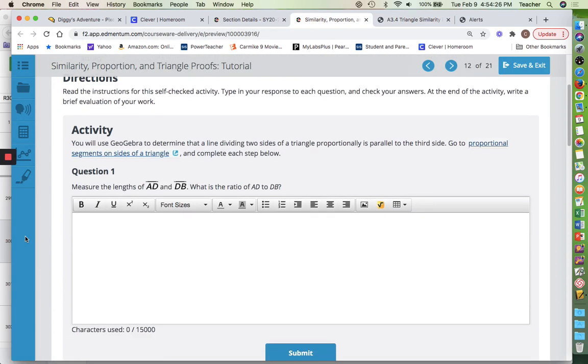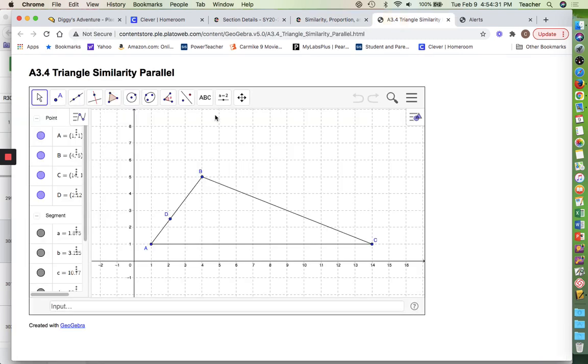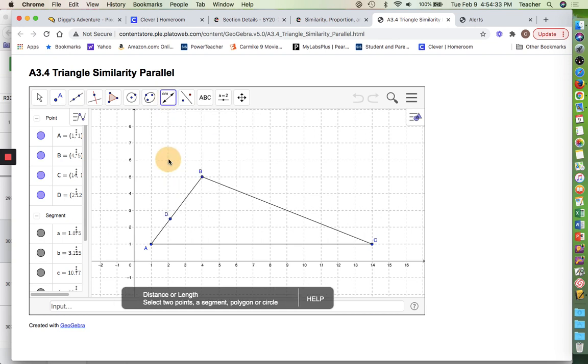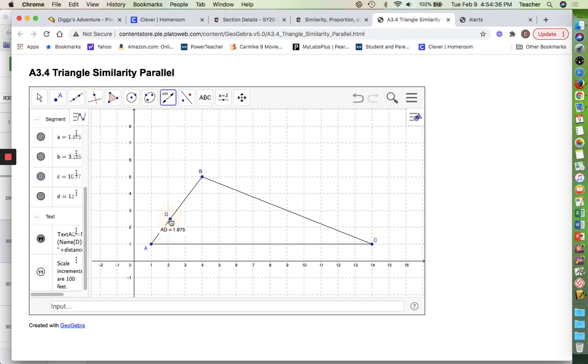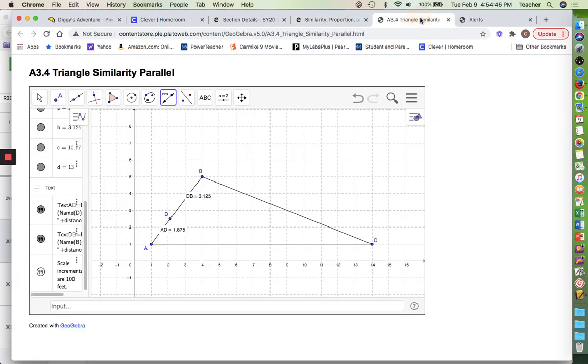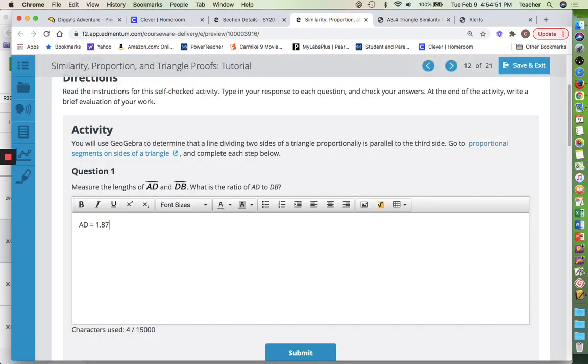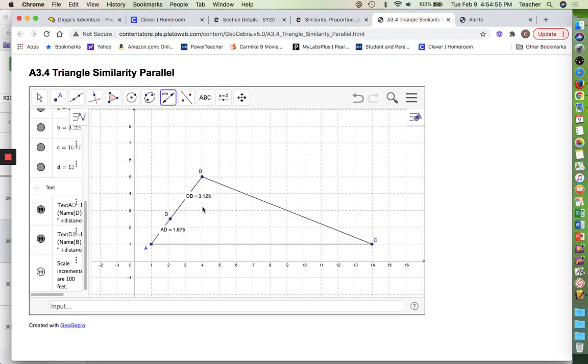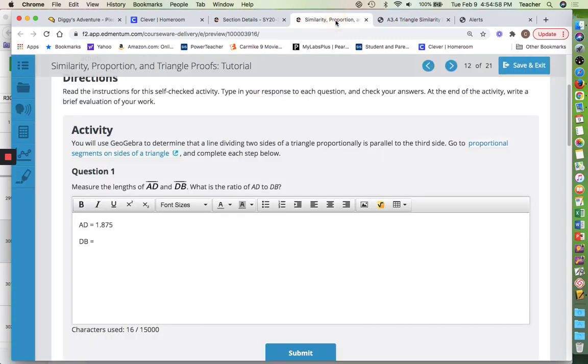Okay. Measure the lengths of AD and DB. So we've got to find the measure of AD and DB. AD was 1.875. Can't make that easy, can they? And DB, 3.125. Can't make that one easy either.